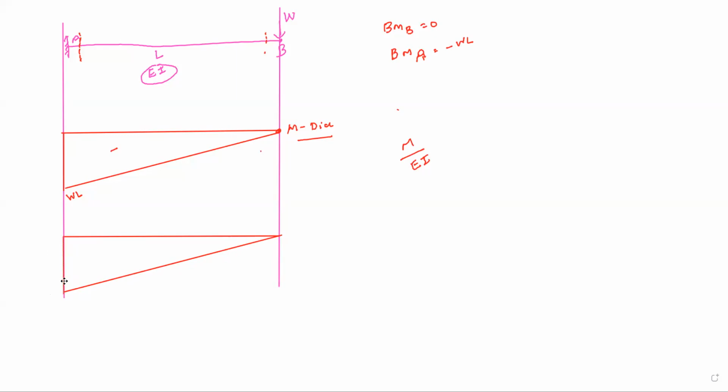Yes. Okay, and at point B the moment is 0, so there will be no change in the moment there. Here your value is WL by EI. Yes, 0. So this is your M divided by EI diagram. Is it clear, students? Please confirm in the chat box. Draw the M diagram normally, and divide whatever M diagram you get by the value of EI.